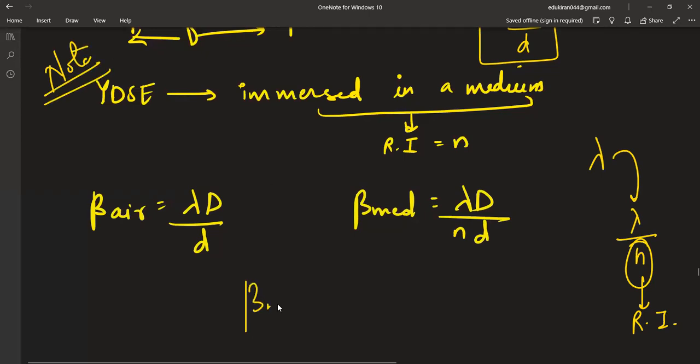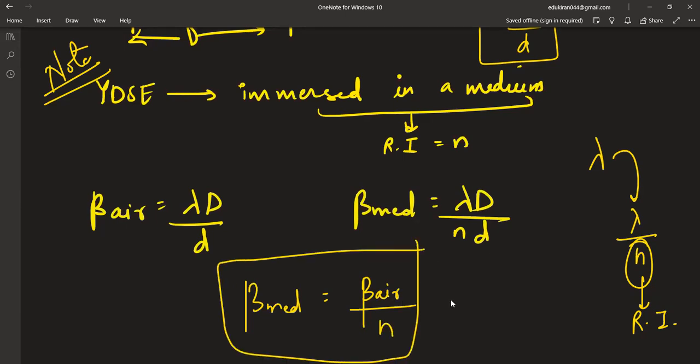So beta in any medium, that is the fringe width in any medium, is the fringe width in air divided by n. So this is getting divided by n, so it is decreased. There's one question that is sufficient that will complete this portion also.